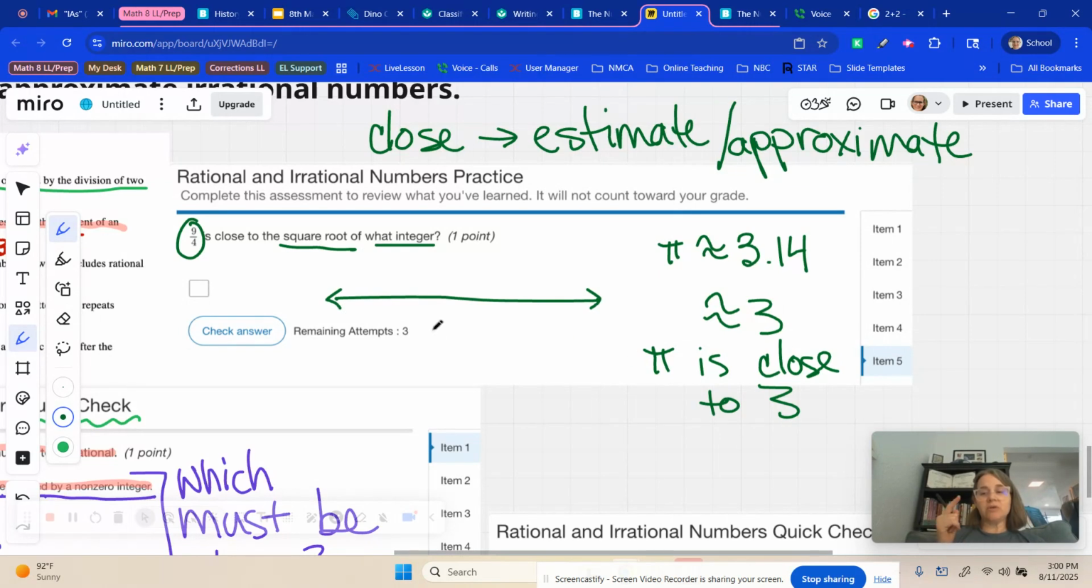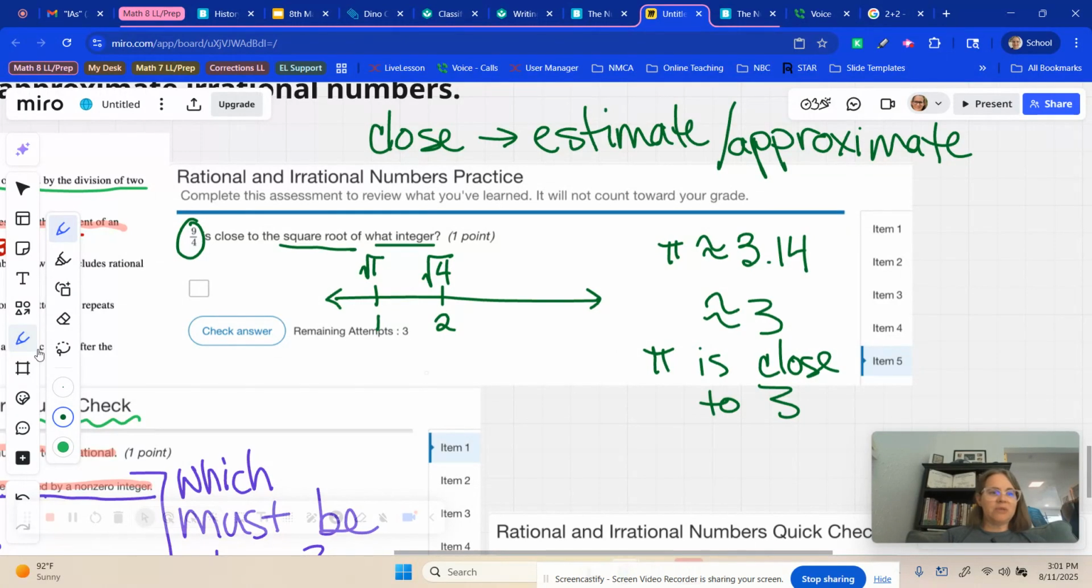All right, let me talk about some square roots that I know. Here's the square root of 1. I know that's 1. Square root of 4, I know is 2, because 2 times 2 is 4.